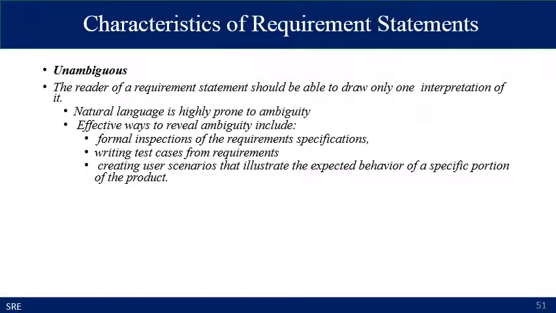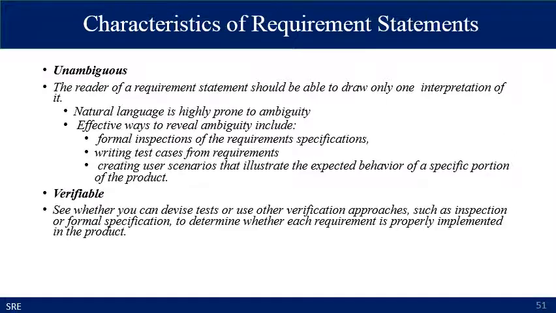Requirements should be unambiguous, and the reader of a requirement statement should be able to draw only one interpretation of it. Natural language is usually highly prone to ambiguity, and there are other effective ways to specify your requirements, such as using a formal language, for example use cases. So you can conduct a formal inspection of the requirement specification. You can write test cases from the requirements to identify errors or ambiguities, or you can create user scenarios that illustrate the expected behavior for a specific portion of the product.